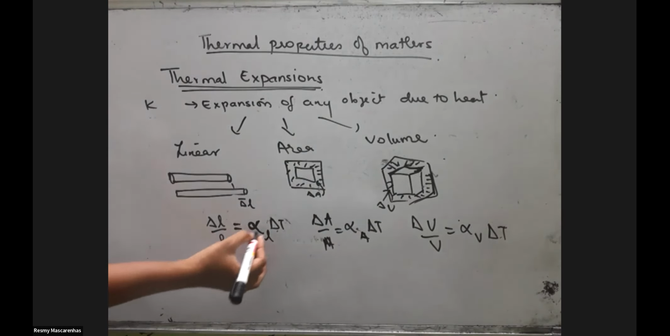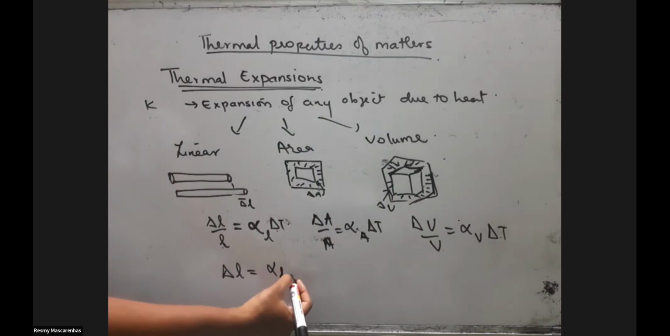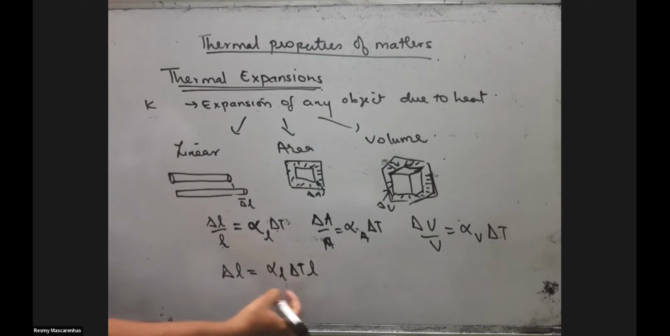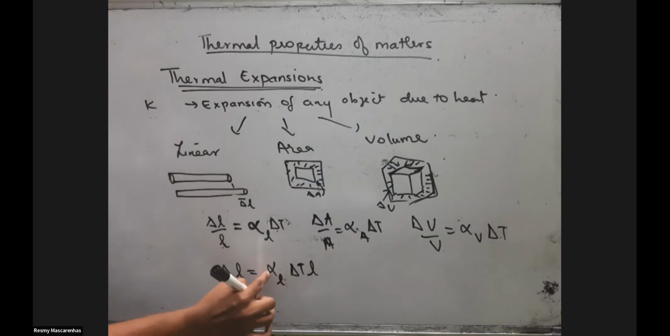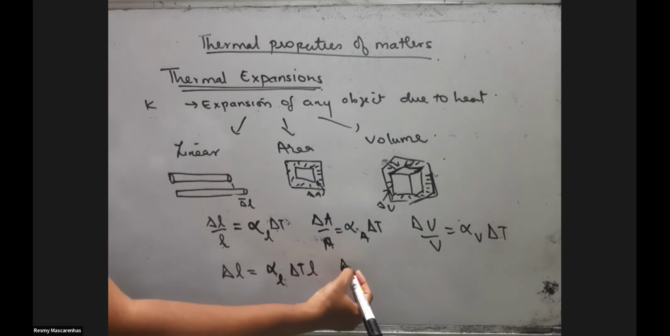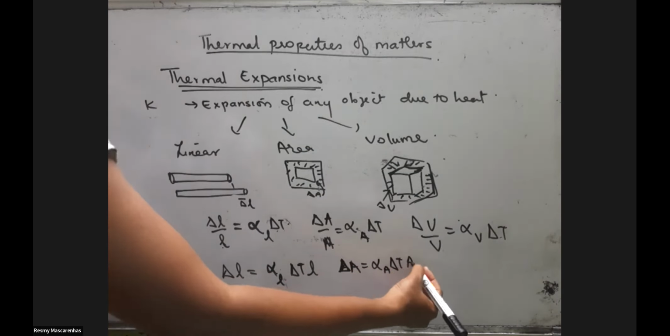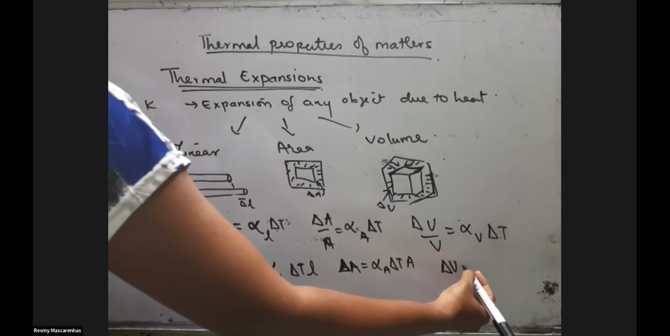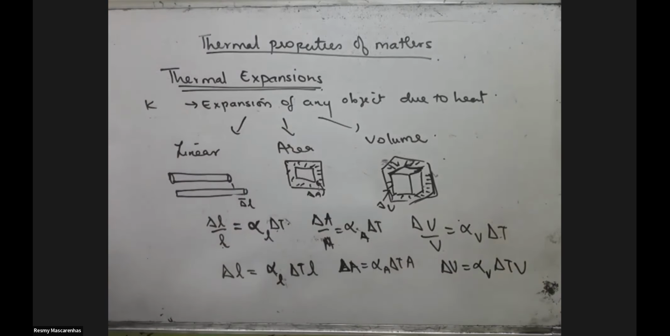We can also take L to this side and write it as delta L equals alpha L delta T into L. The L here is like a subscript, not a letter, just to indicate this is for linear expansion. Similarly, into A for area. So these are the three equations for thermal expansion: the first one is for linear, the second one is for area, and the third one is for volume.